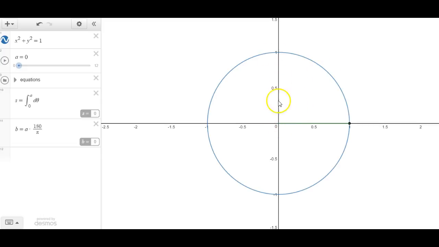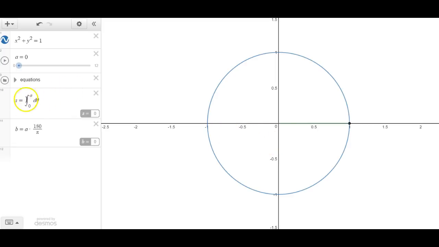Half of 90, if I was halfway between the x-axis and the y-axis, that's a 45-degree angle. So again, hopefully at least you're familiar with degree measure, if not radian measure. Now, what is radian measure?